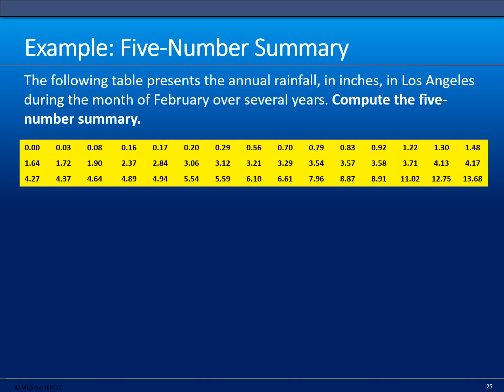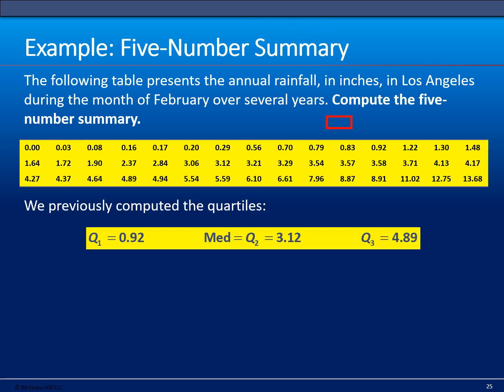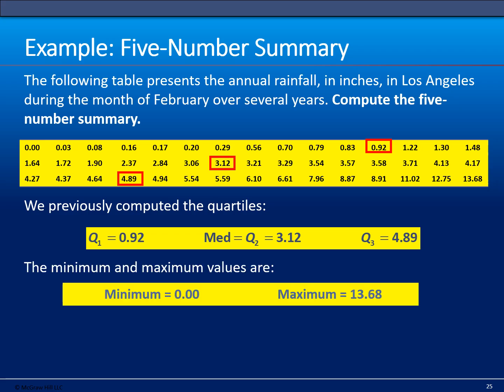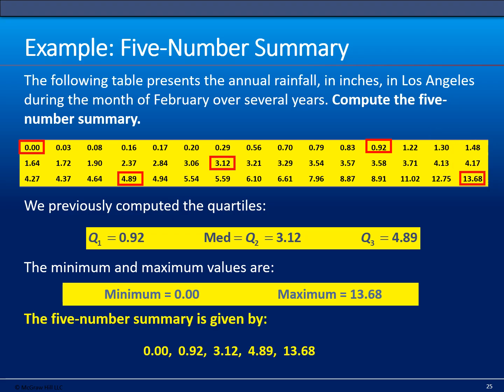Here we can go back and look at what we did before. We already computed the quartiles in this exercise. I'm not going to go through that; you can go back and look at it. The only things we're missing here are the absolute minimum value, or the smallest value, which is the first value, and of course the maximum value, or the largest value, which is the last value. We then simply put them in order, and this is the five number summary.